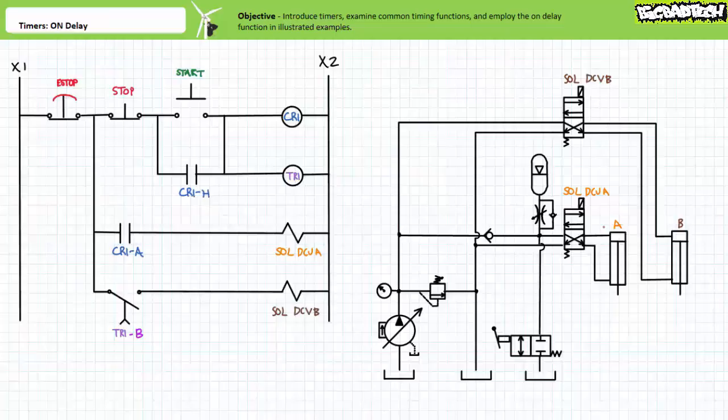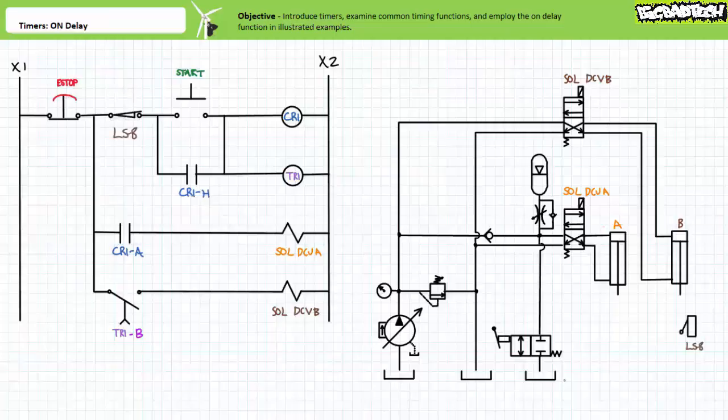Again, note the contacts associated with the regular control relay, CR1H and CR1A, responded as soon as control relay CR1's coil was energized, whereas the contact associated with the timer relay, TR1B, responded only after a period of 5 seconds after timer relay TR1's coil was energized.